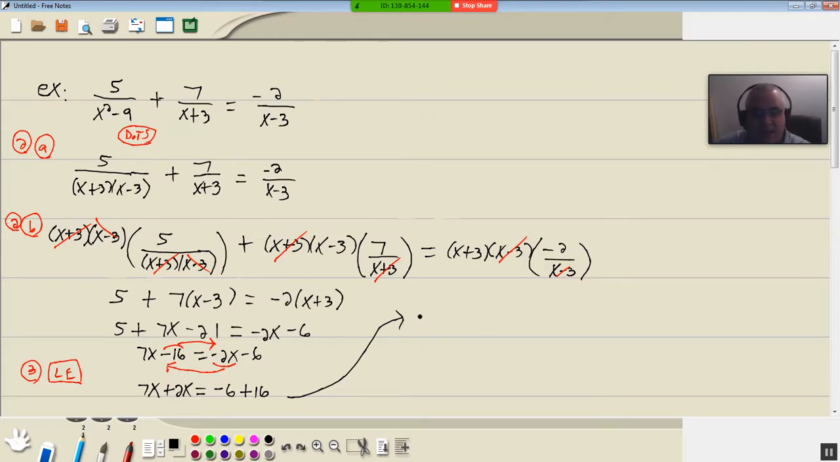Combine like terms in a step. 7x plus 2x is 9x. And combine numbers in a step. Negative 6 plus 16 is 10. Last step in solving a linear equation: divide both sides by the number in front of your x. The number in front of x is a 9, so we'll divide both sides by 9.